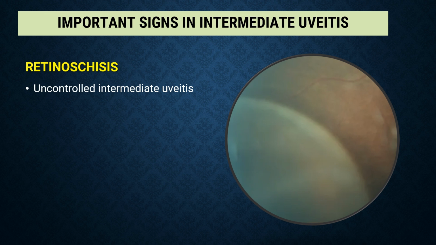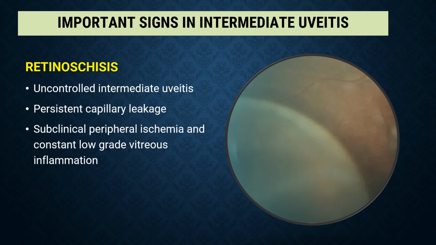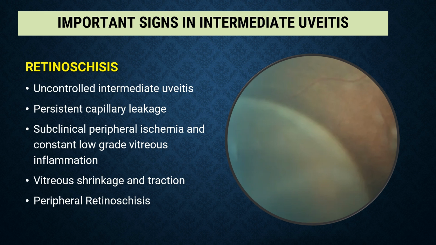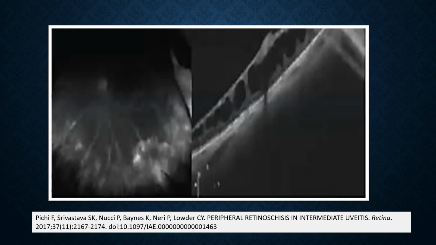Now, in some cases of intermediate uveitis, if it is not treated well or if the inflammation is not controlled, it can lead to chronic inflammation, and we know that there is peripheral vascular leakage because of that vasculitis component that we discussed just now, right? So there will be persistent capillary leakage in the periphery. Apart from that, there is peripheral ischemia, low-grade vitreous inflammation going on. The vitreous in that area is going to shrink and is going to cause traction, okay? And that traction is going to lead to development of the split within the layers of retina, leading to schisis.